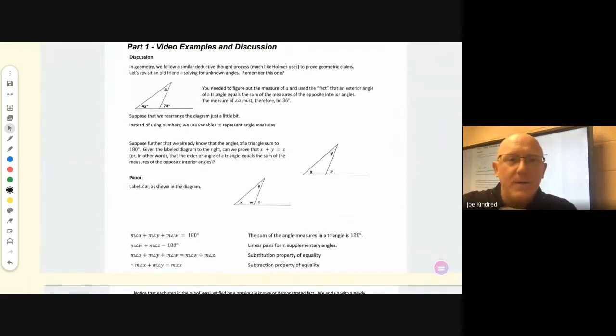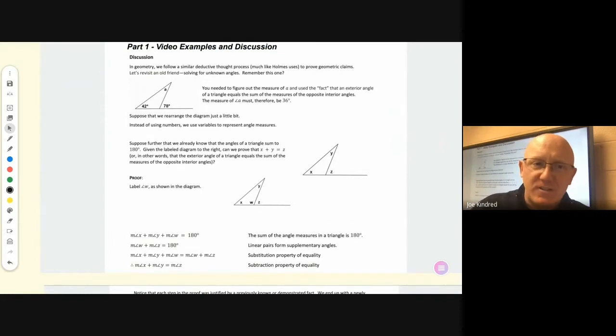During this video, we're going to briefly discuss what amounts to an introduction into what we are trying to accomplish with these facts that we know to be true. In geometry, we follow a similar deductive thought process. In this video, we're going to look at examples and discuss this idea of proving something through deductive reasoning. The first thing we're going to look at, and they prescribe to us here in this first example, is the idea of the remote interior angles being equal to an exterior angle.